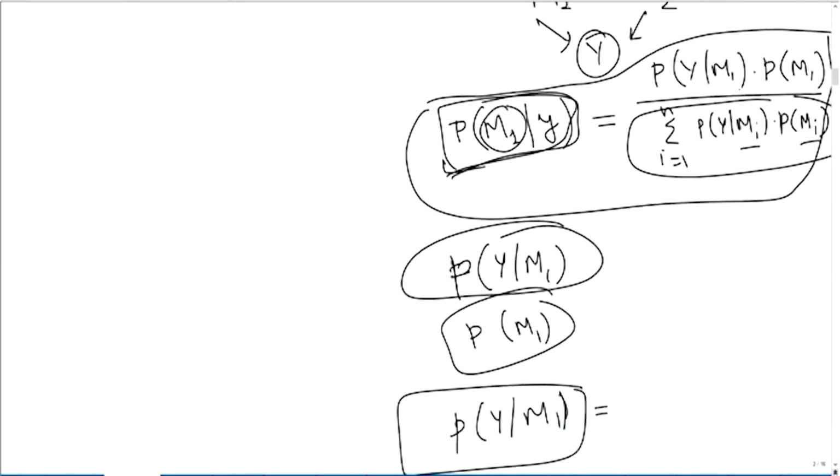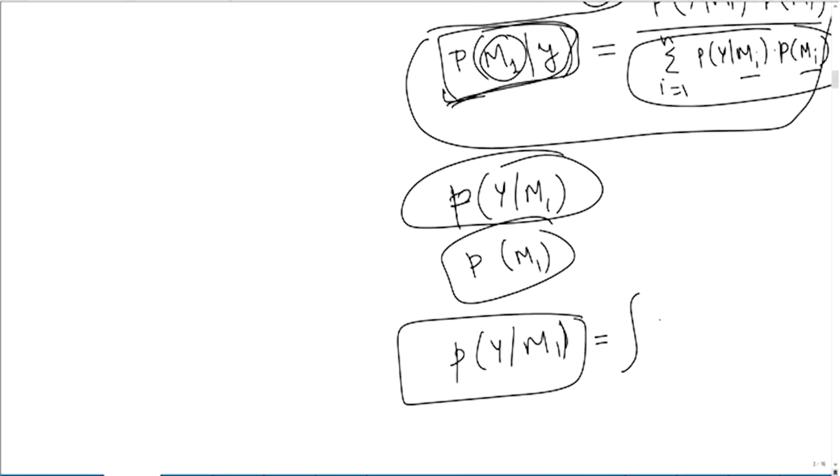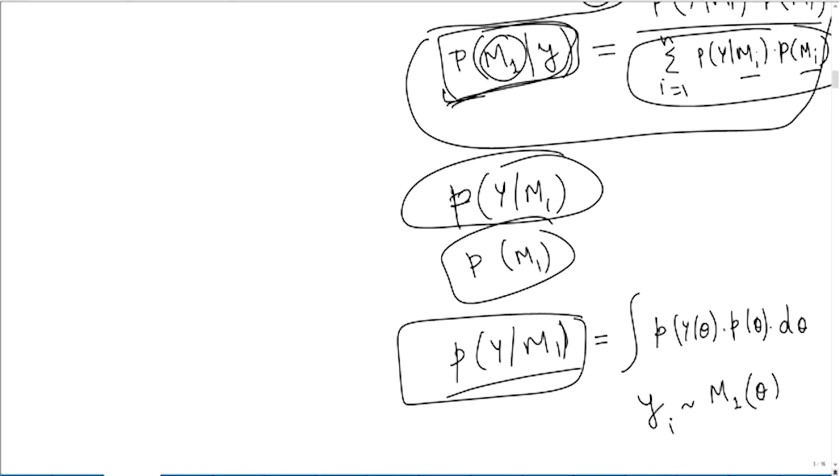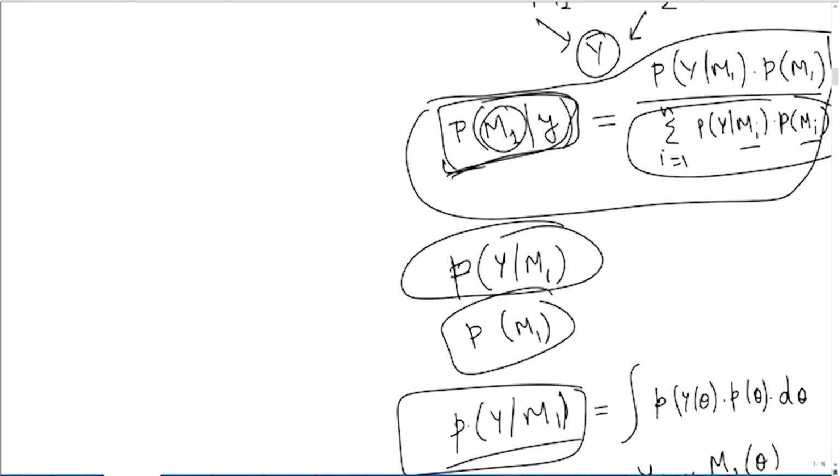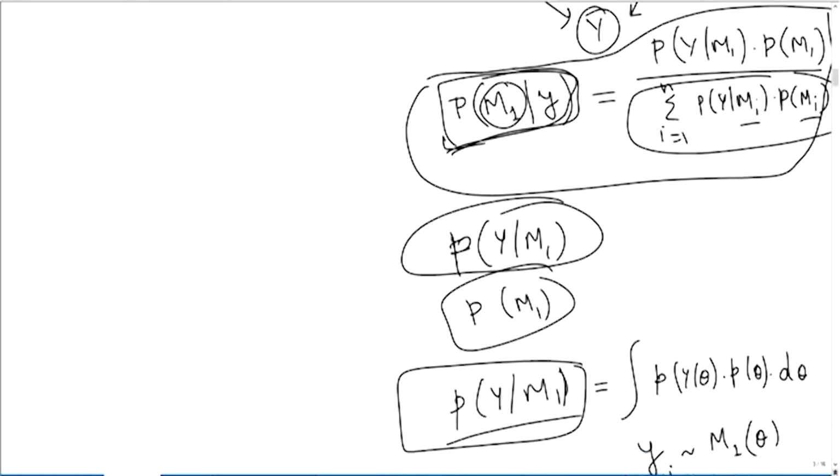Okay. So, this is giving you probability of generating this data y given model M1. So, you can think of this probability of y given M1 as integration of, let us say, P(y | theta) times the prior density of theta, d theta. If you marginalize out theta, this will give you probability of y given M1, where theta is a parameter, such that yi comes from M1(theta). Theta is a parameter of the model M1. Okay. So, basically this term probability of y given M1 is the marginal likelihood of model M1.